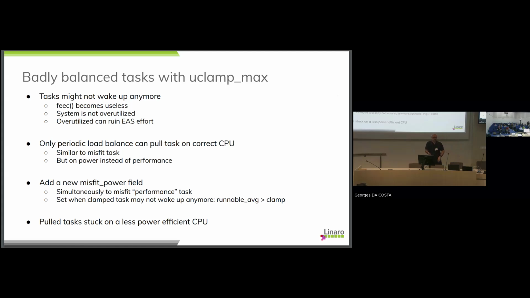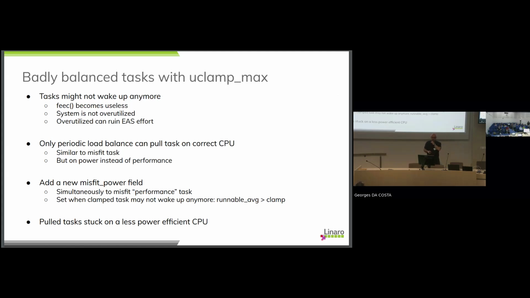That's the point. And you don't have any wake up anymore. So a medium core must pull this task in this case. So you have to detect that you have such a task on the big core and trigger the load balance only for doing this kind of thing. I think it's a misfit power task in this case. We have the misfit performance task that should migrate to the bigger core, but we can have the opposite case.